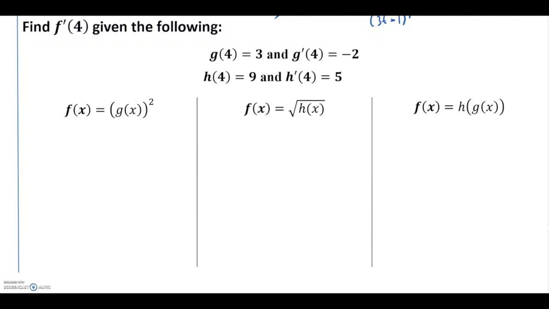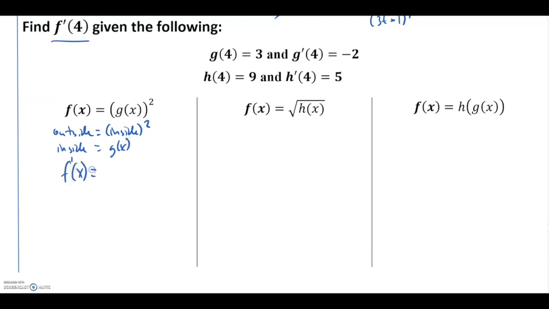And let's finish up with a familiar looking set of problems down at the bottom. We want to find f prime of 4 given the following function values for g and g prime, and for h and h prime all evaluated at 4, and utilizing these three different f of x functions. The first one has f of x equal to the quantity g of x squared. Notice we have some function being raised to the second power, and that function is g of x.